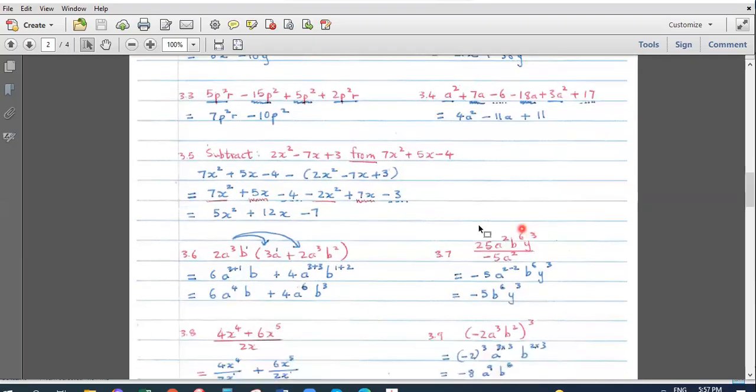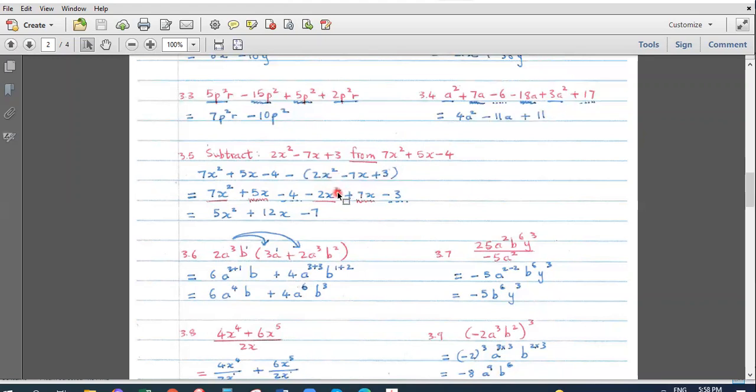Now we're looking at 3.5. The question says subtract 2x squared minus 7x plus 3 from 7x squared plus 5x minus 4. Now to look at this from an easier point of view, it is like saying subtract 2 from 7. So if you're looking at subtract 2 from 7, it means it's 7 minus 2. So using the same idea, you're going to subtract this entire expression from this expression. So we take the second expression here, done with 7, and you're going to subtract the expression with 2.